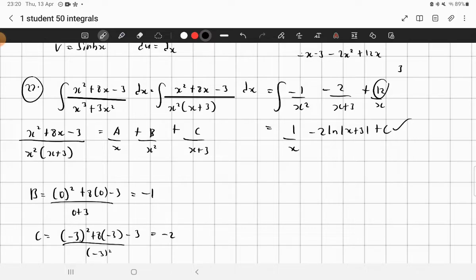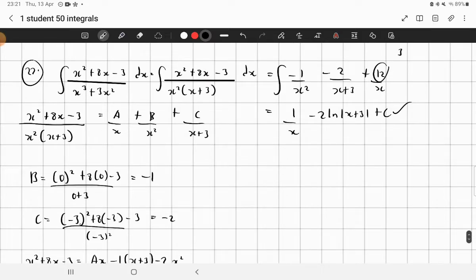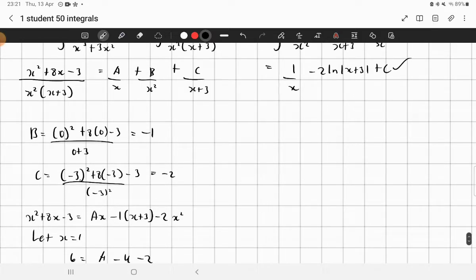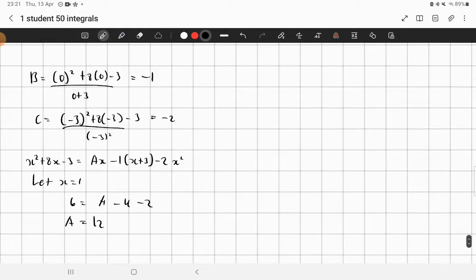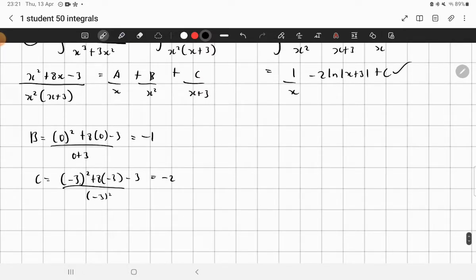Why do you need to solve by using matrices? Hold up. Alright. I believe I made a mistake in this part, so let me just solve it real quick. So x squared plus x minus 3 is equal to, oh, it's a x times x plus 3. Okay, wow, I forgot about that, sorry.